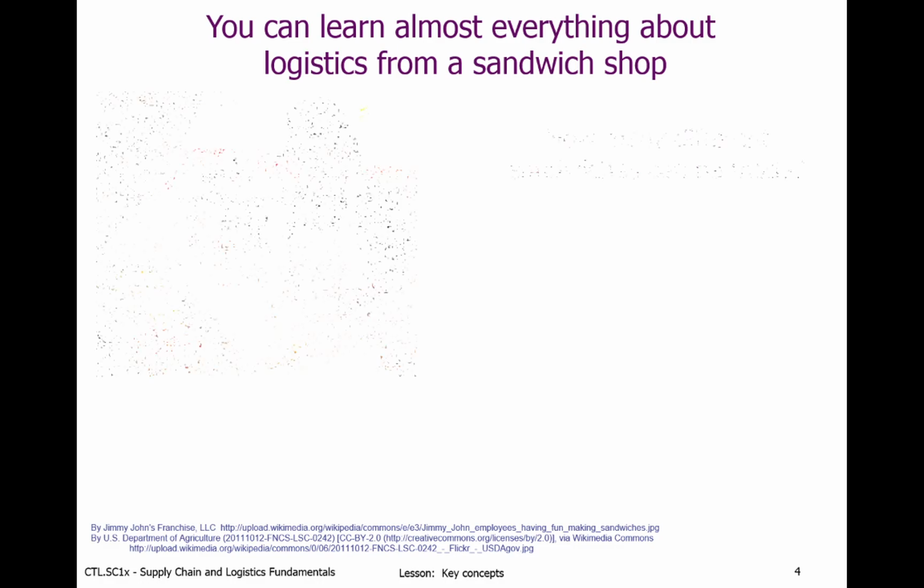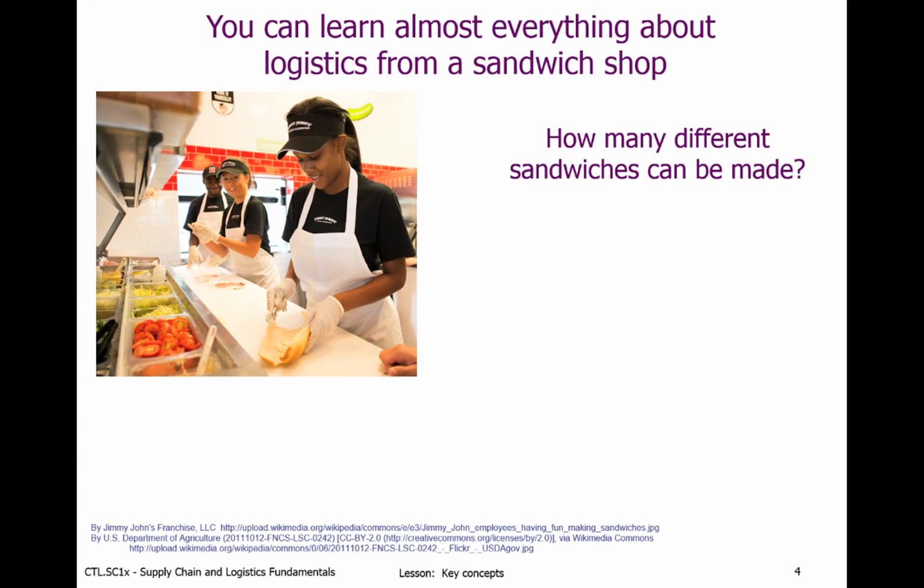So the idea is you've got this sandwich shop, and this is a picture of someone making sandwiches by hand. You see someone is cutting the bread here, and they've got some tomatoes ready and some lettuce. Some things are pre-prepared, and they're making them on demand. As someone comes in, they order a sandwich, and they make it.